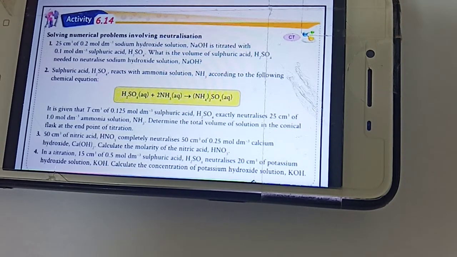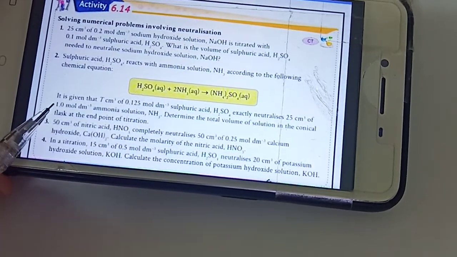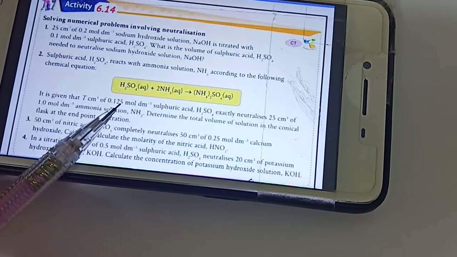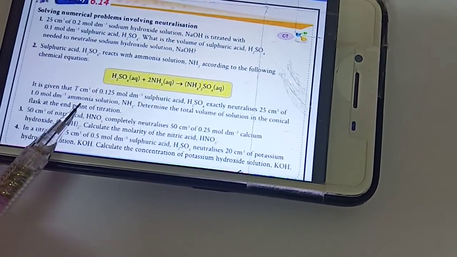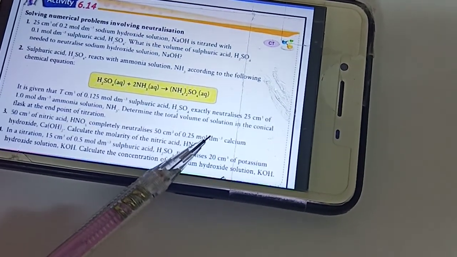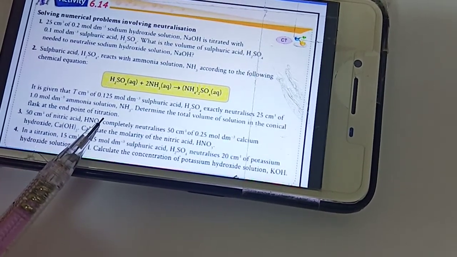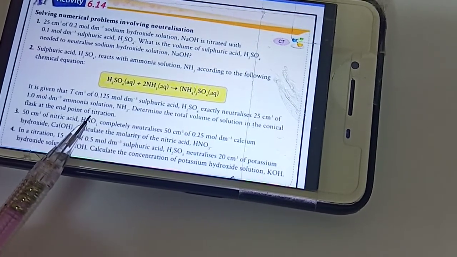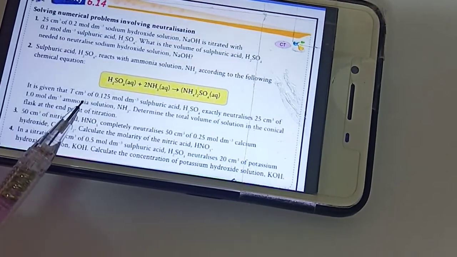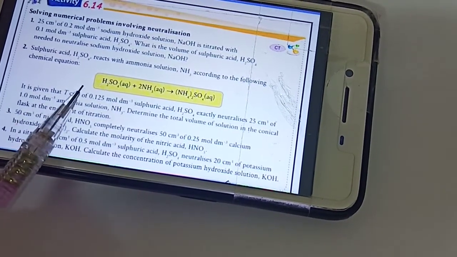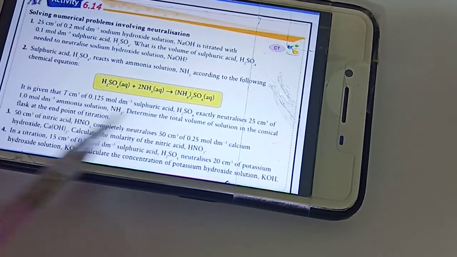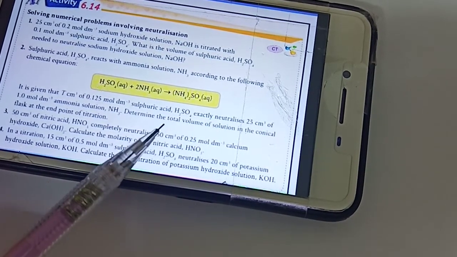Okay, now we look at the second one. Sulfuric acid H2SO4 reacts with ammonia solution NH3 according to the following chemical equation. Okay, so we are given the chemical equation here. It is given that T cm cube of 0.25 mol dm cube sulfuric acid exactly neutralizes 25 cm cube of 1.0 mol dm cube of ammonia solution. Determine the total volume of the solution in the conical flask at the end of the titration. So now we need to find the total volume. Total volume means VA plus VB. But we are missing our volume of acid. So we use the formula first to find the volume of acid, and then we must plus the volume of the alkali, the ammonia solution, to find the total volume.